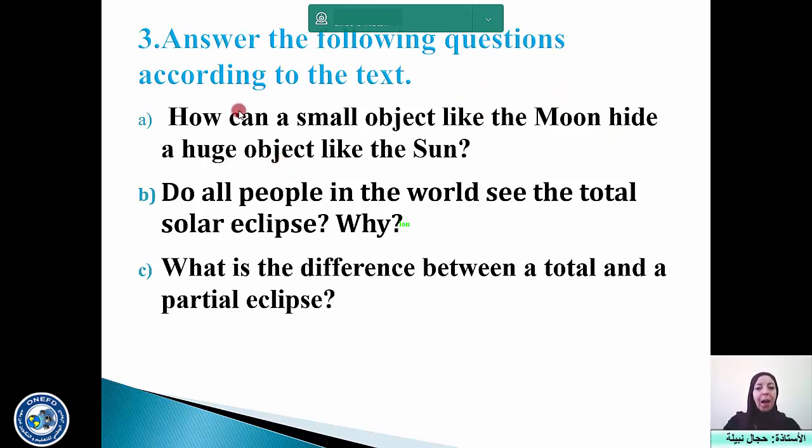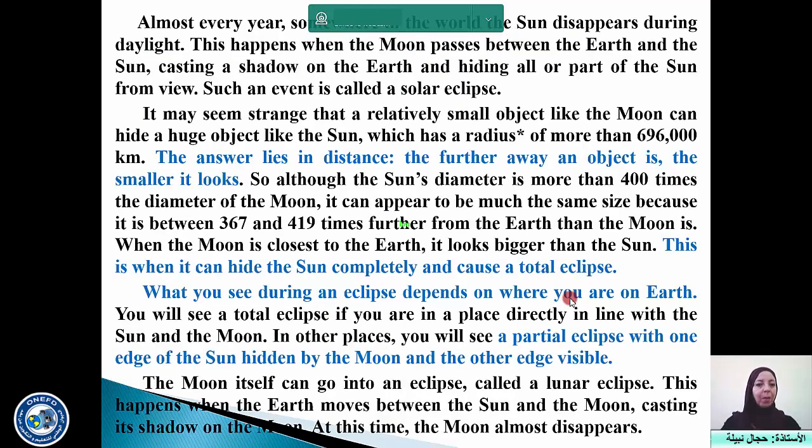First question, how can a small object like the moon hide a huge object like the sun? Interesting question, isn't it? Do all people in the world see the total solar eclipse? And why? What's the difference between a total and a partial eclipse? All right, let's try to find the answers in the text.